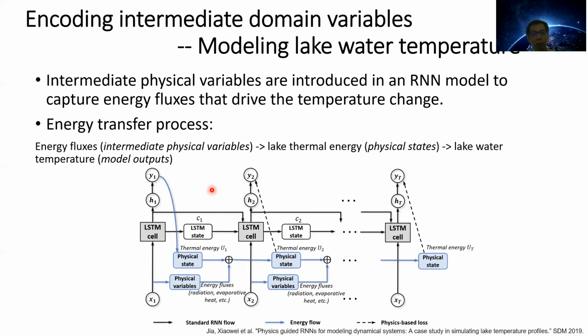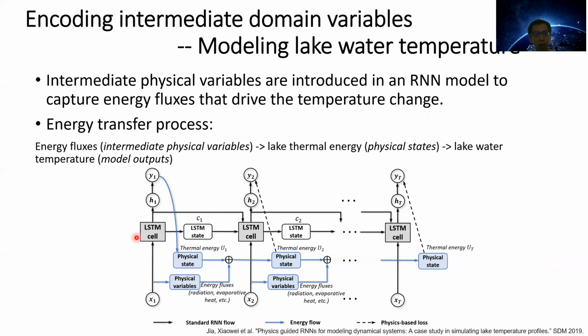Here we use the same example of modeling lake water temperature. Remember, in this example we are trying to maintain a lake energy budget, which is the lake thermal energy. This lake thermal energy is affected by the difference between incoming and outgoing energy fluxes. So if we have more incoming energy than outgoing energy, then the lake energy budget should increase, right? So one approach to model this phenomenon is that we can construct a new architecture to force the model to memorize such an energy transfer process.